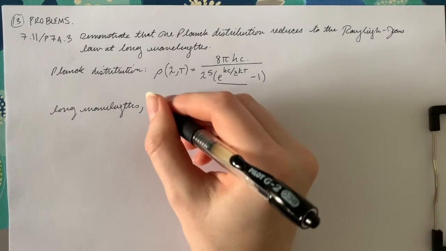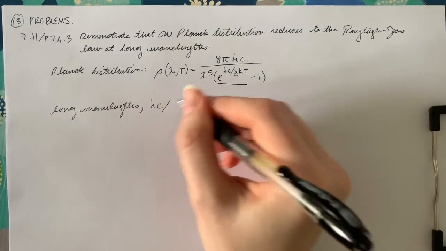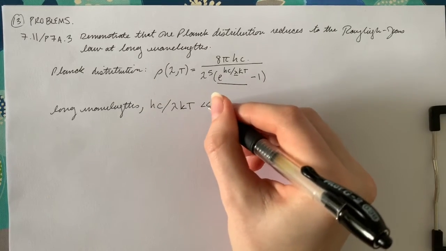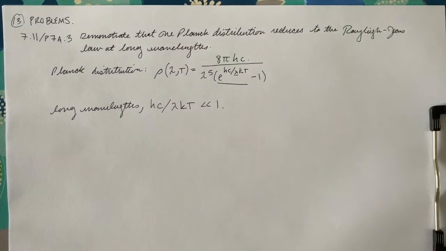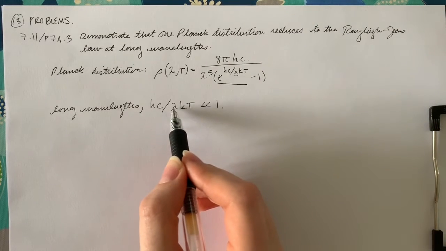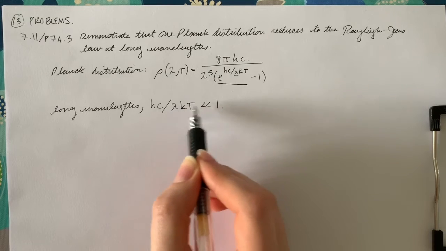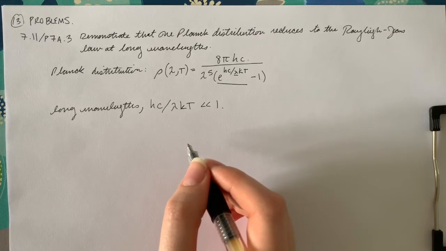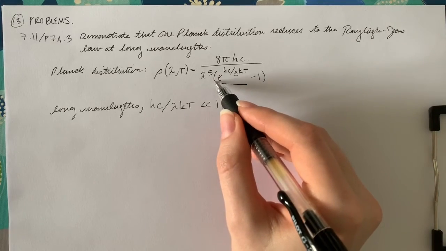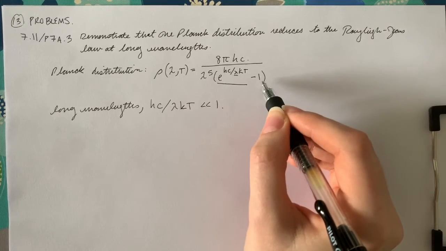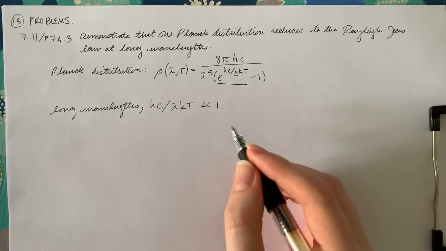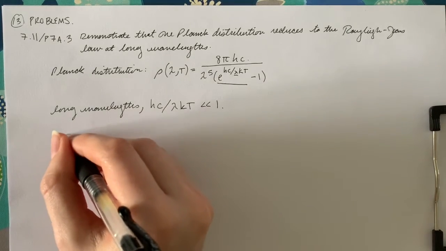we can see that the value hc over wavelength kT gets really small, a lot smaller than 1. And that's because it's in the denominator. So bigger denominator, small result. So we can make an approximation for this quantity inside the parentheses as the wavelengths get long.